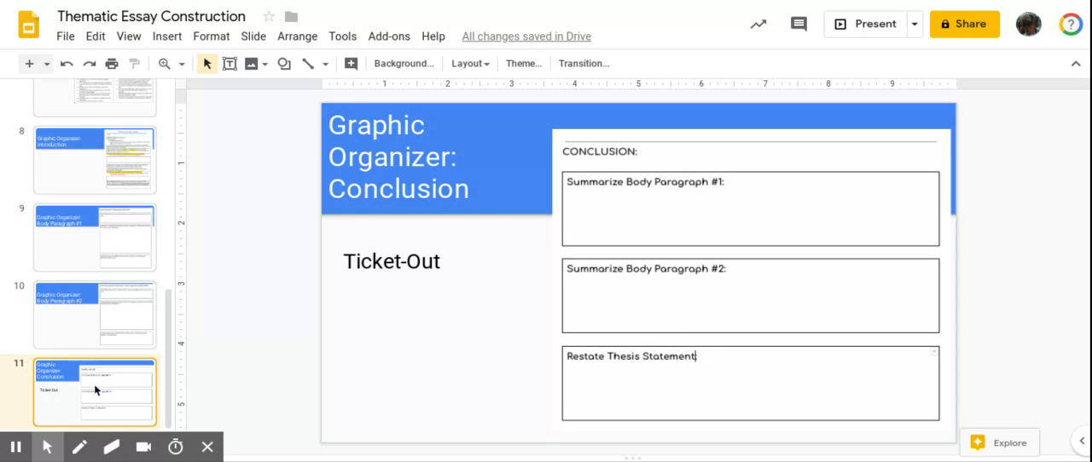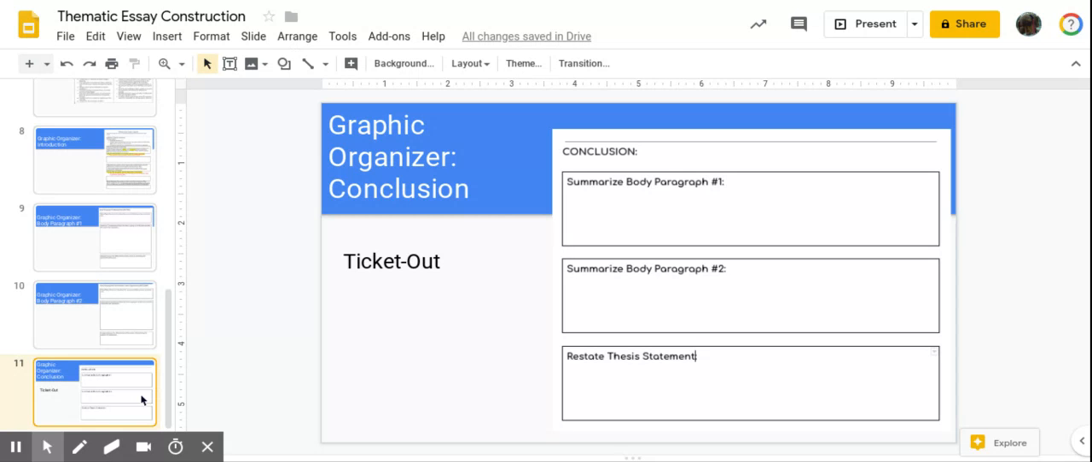And then we would end the lesson with a ticket out the door of filling in that conclusion. So in the conclusion, you're summarizing both those body paragraphs and then restating the thesis statement. And that would be their ticket out the door. They'd have about 10 minutes to complete this. And then the next lesson we'd move on to, that's all the time they're going to have is in the next lesson to complete this essay.